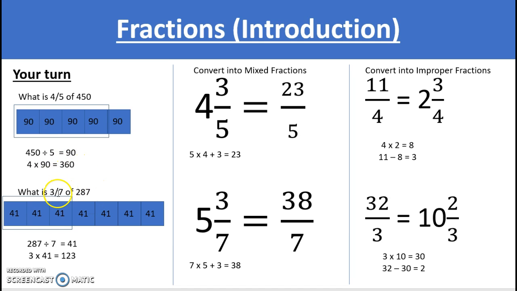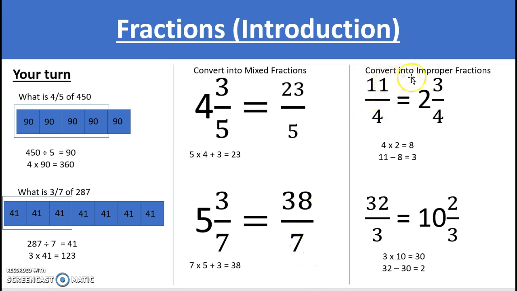The second one, 3/7 of 287, same idea, 7 boxes, 287 divided by 7, and then we want 3 boxes, and we get the answer as 123. For here, convert mixed into improper. Like I said before, you take 5 times the 4 and add the top to get 23, and over the same denominator. Same thing for here, 7 times the 5, add the 3, we get 38 over 7.